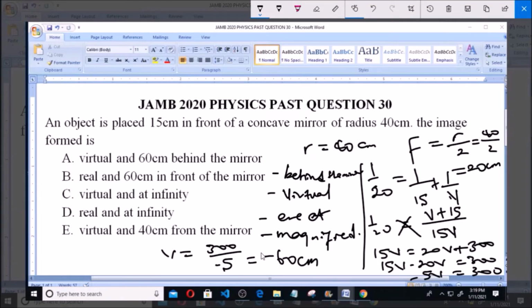This negative sign here simply shows that the image is virtual. It corresponds with what I said earlier on, that the image is virtual. That's the significance of this negative sign. So the distance of the image from the concave mirror is 60 centimeter. Now combining this answer with what I've explained, you see that option A is the correct answer, because I told you that the image will be virtual and it will be formed behind the mirror, and now we've discovered that the image distance is 60 centimeter. So option A is the right answer to this question, virtual, 60 centimeter behind the mirror.